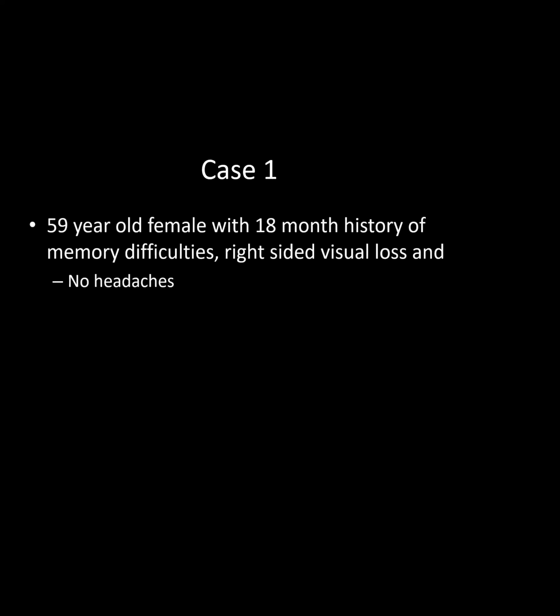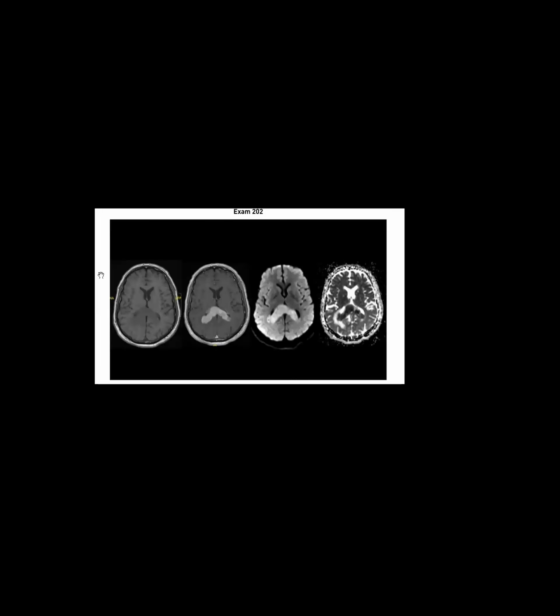The first couple things I'll be talking about are some reversible causes of dementia, or cognitive decline more specifically. So first case, it's a middle-aged to older female with a subacute history of memory difficulties, right-sided visual loss, and importantly, she doesn't have headaches. So take a look at this case. This is from your prior RIDE exam a year or two ago. Just tell me what you see on here and what's abnormal.